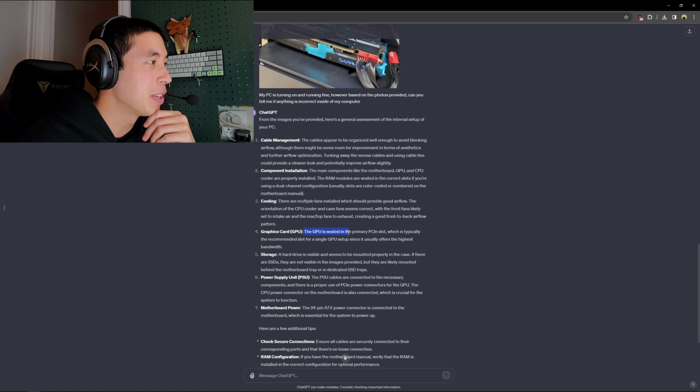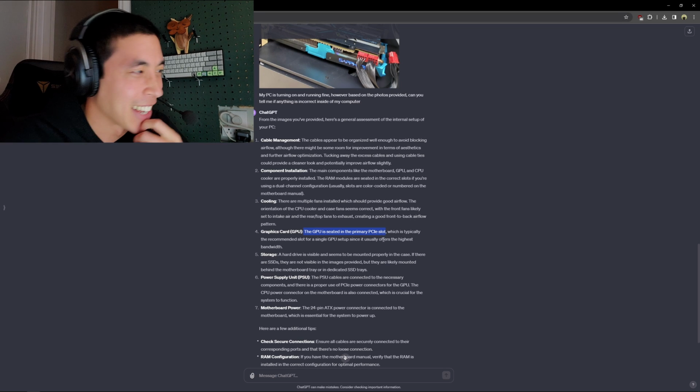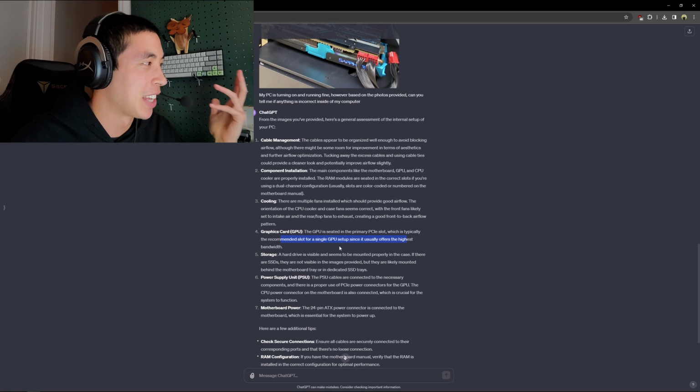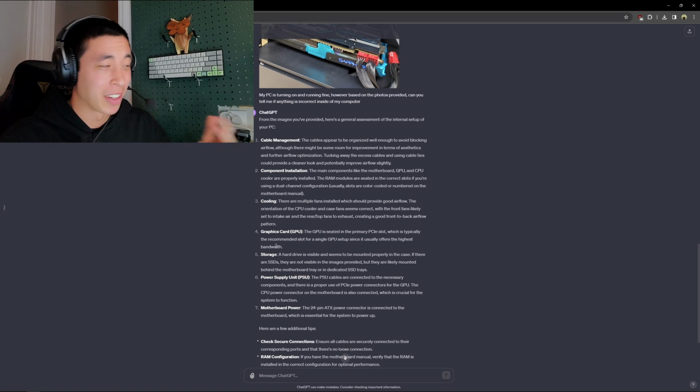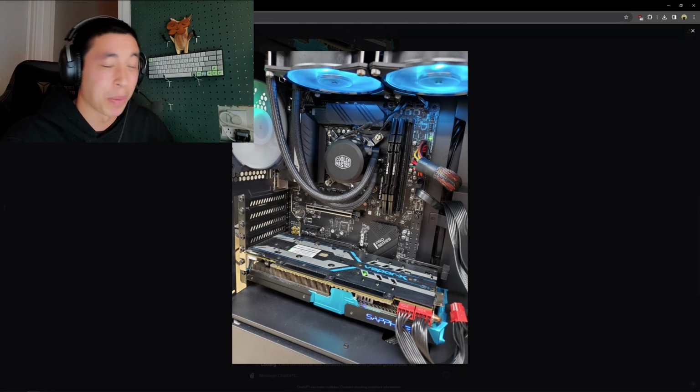This should be juicy. The GPU is seated in the primary PCIe slot, except for the fact that it's not, which is typically the recommended slot for a single GPU setup since it usually offers the highest bandwidth. Okay, so it clearly knows that it should be in the primary slot, but based on these photos, it doesn't recognize that the GPU is not plugged into that slot.